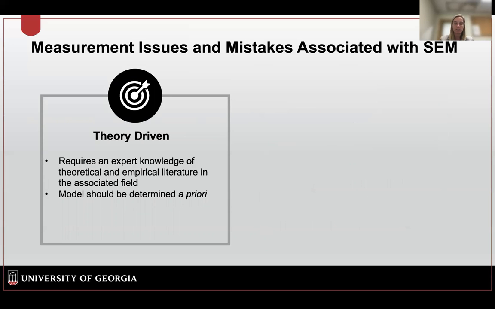SEM is theory-driven. It requires an expert knowledge of theoretical and empirical literature in the associated field. The model should be determined prior to collecting data so that there is theoretical significance in the study, not just statistical significance with no meaning.